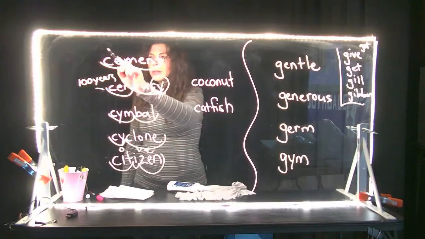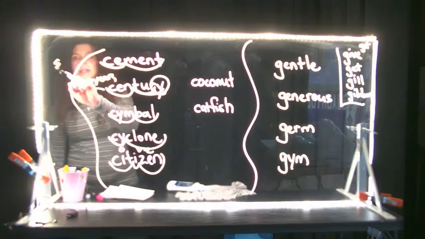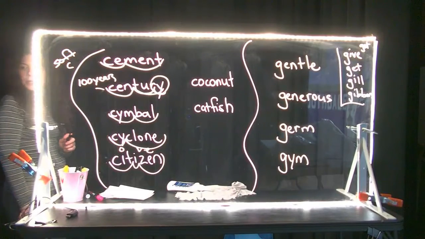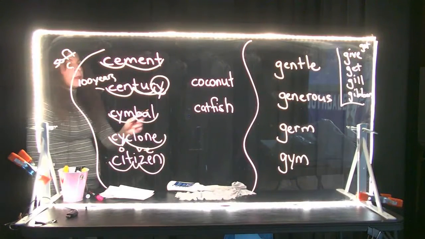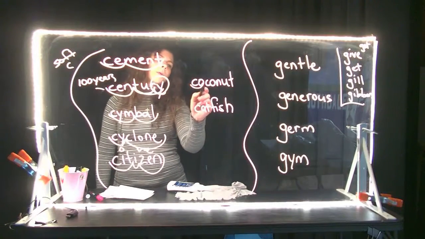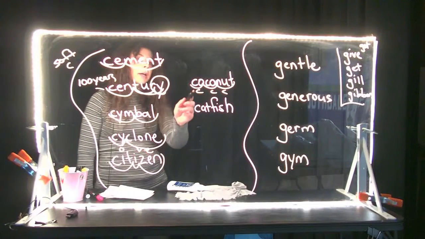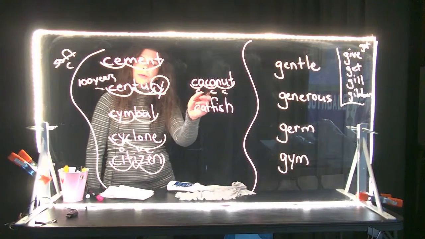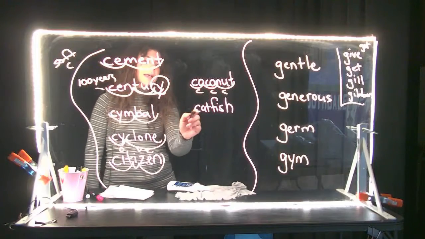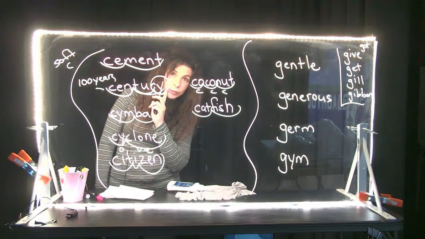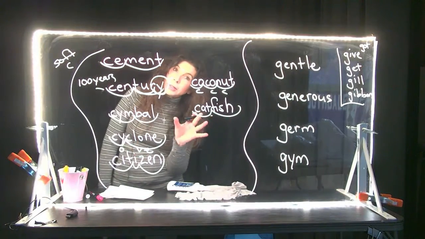These over here, all of these were soft C's. They all made an S sound. These are your regular C's. Coconut. Close, close, close. I don't say so-so nut. I say coconut. Not like cement. Catfish. I don't say satfish. I say catfish. Did you pronounce those right? Did you know what they meant?